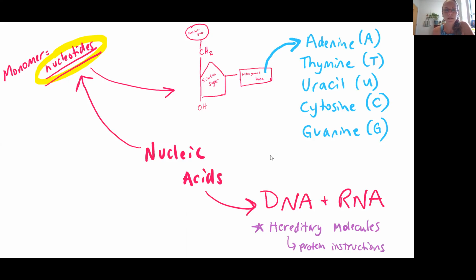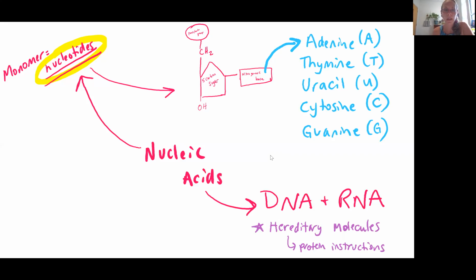The most common examples of nucleic acids are the DNA and the RNA molecules, and these are going to be involved in our protein instructions. So very often these are described as our hereditary molecules. DNA is the molecule that's being passed from one generation to the next, whether we're talking about parents reproducing and forming offspring, or whether we're talking about a cell that is dividing and making another generation of cells.